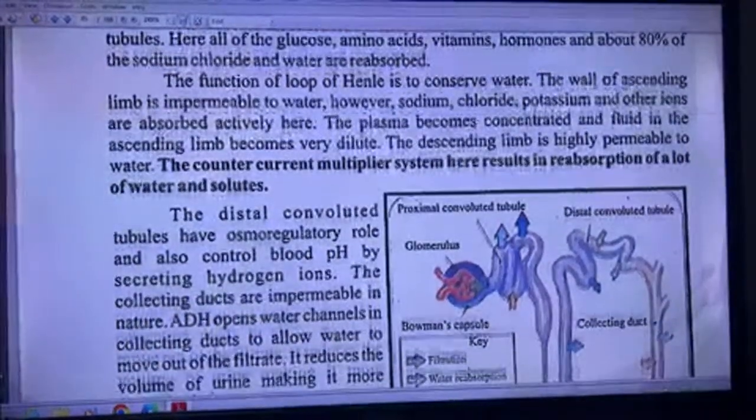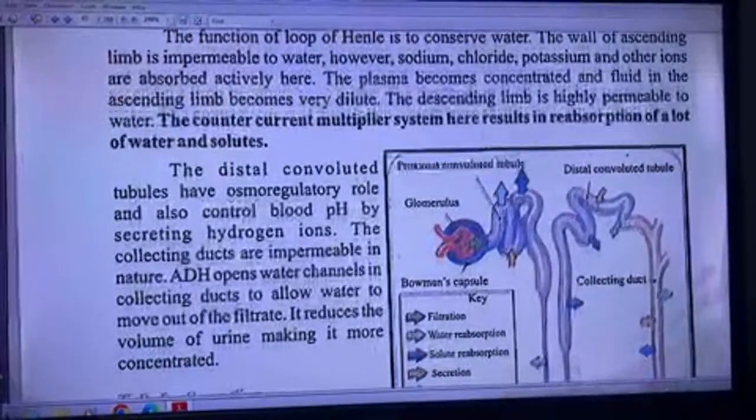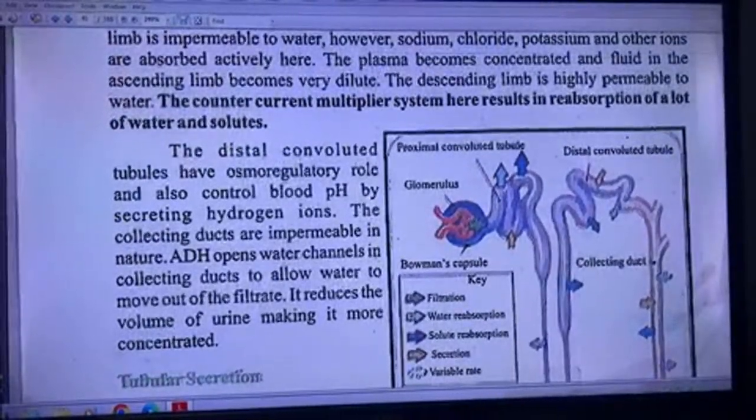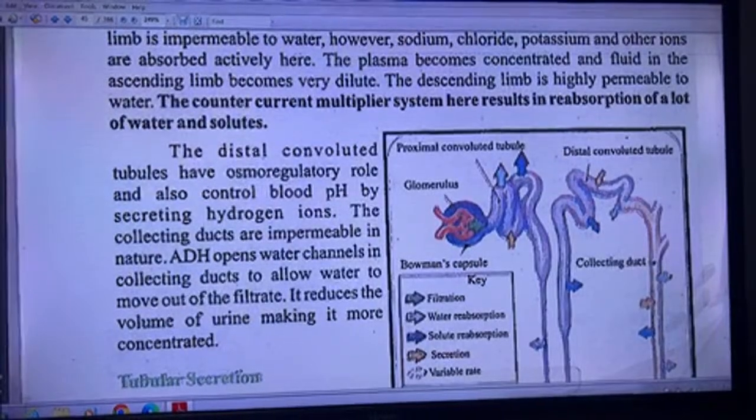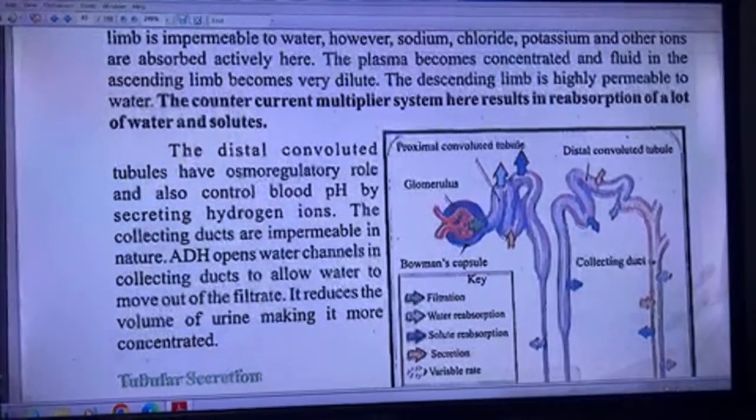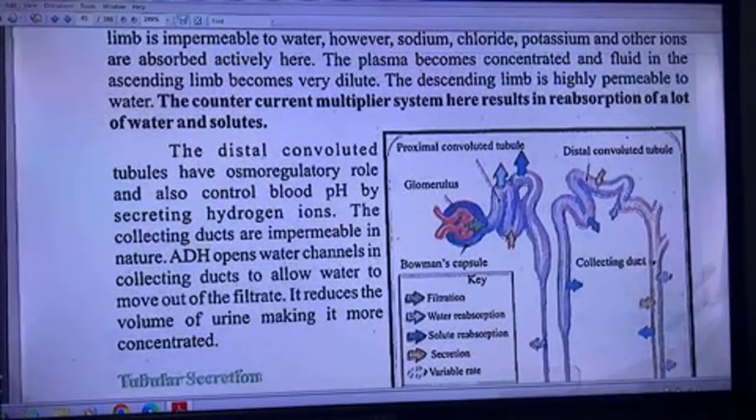The distal convoluted tubules have an osmoregulatory role and also control blood pH by secreting hydrogen ions. The collecting ducts are impermeable in nature. ADH opens water channels in the collecting ducts to allow water to move out of the filtrate. It reduces the volume of urine, making it more concentrated.